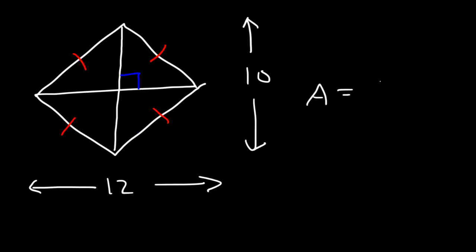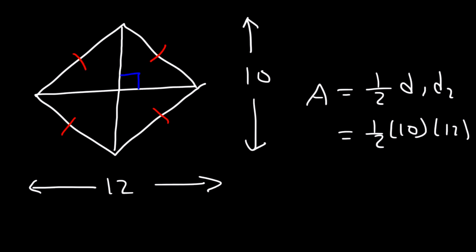The area of a rhombus is 1/2 d1 times d2. So it's the product of the two diagonals times 1/2. So it's 1/2 times 10 times 12. Half of 10 is 5. 5 times 12 is 60. So that's the area of this particular rhombus.